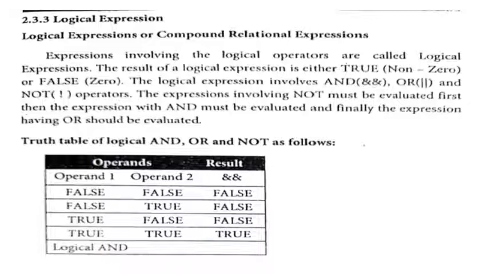As we already discussed the and, or, and not operators, here are the operands and the result. Operand 1, operand 2, and then result: false, false, false; false, true, false; true, false, false; true, true, true. According to logical and, if one thing is false, then the result will be false. Both things should be true, then only the result will be true.